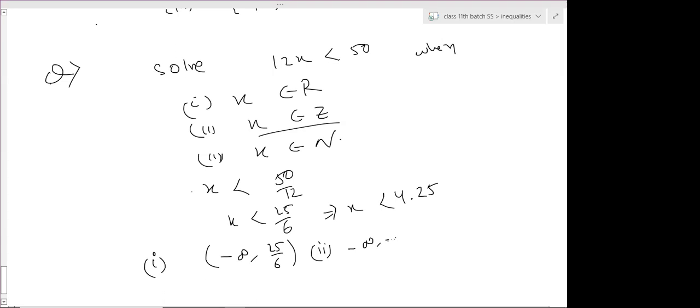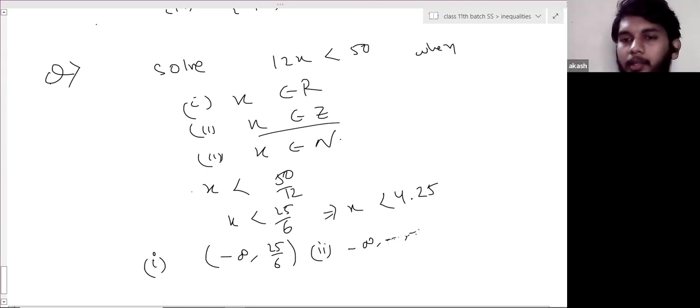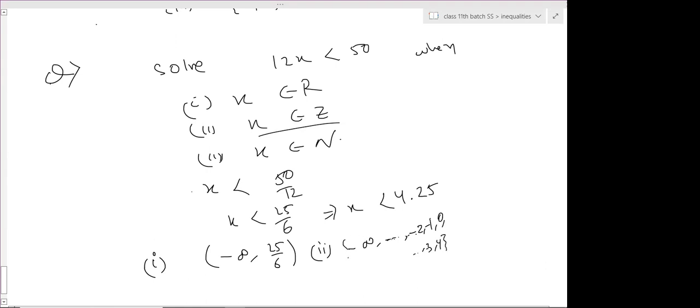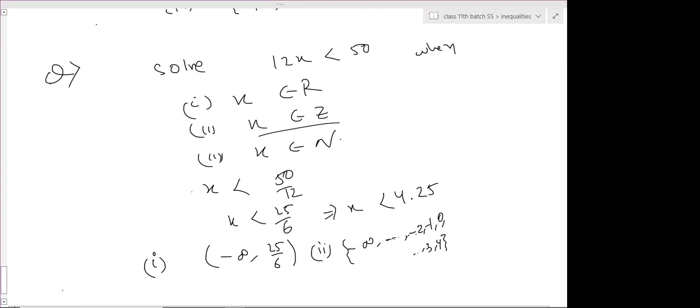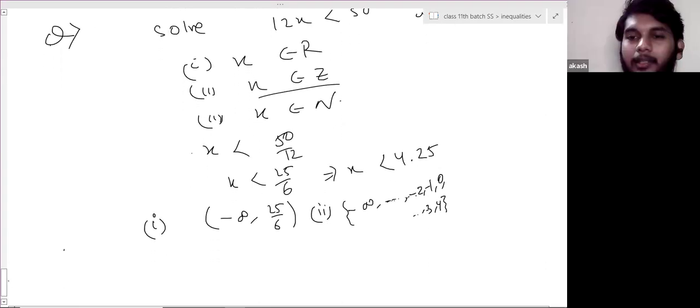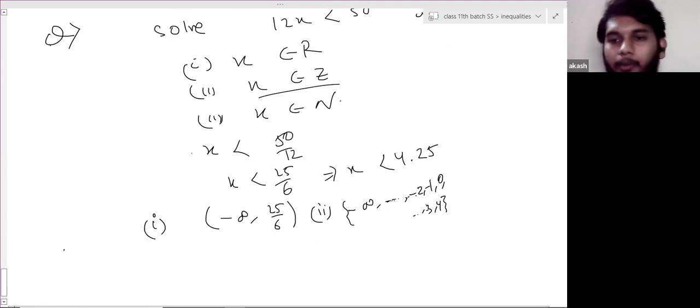Sir, I wrote it in the form of sets. All right, no issues. I'll build it: minus 2, minus 1, 0, dot, dot, dot, 3, and 4 also. Yes, because it's 4.25, not 4.1. So the least maximum number would be 4.